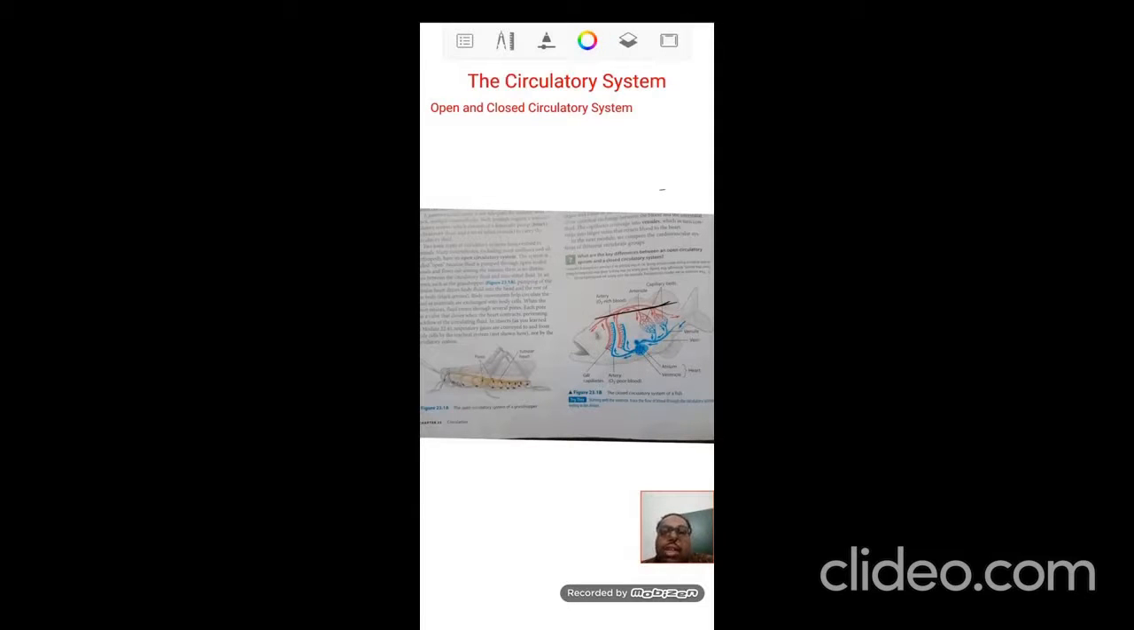One is known as the open circulatory system, which is present inside insects like this one. You can see that this is clicked from a book, that's why it looks like this. This insect has an open circulatory system. That means there is no difference between the circulatory fluid and the interstitial fluid, the fluid present inside the body. This type of circulatory system is present in many invertebrates. And this is a closed circulatory system, which is present in fishes and also in humans.